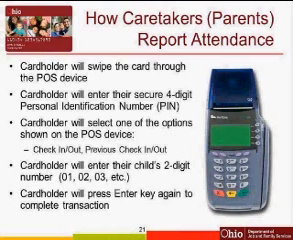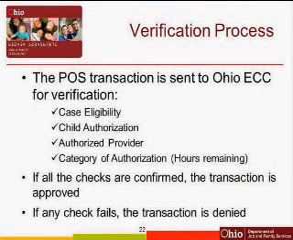There is a verification process that is completed at the time the caretaker swipes their card through the POS device. The POS transaction is sent to the Ohio ECC system for verification on the following items: case eligibility, child authorization, is the provider an authorized provider, and are there hours remaining within the category of authorization for that specific child. If all of these checks are confirmed, the transaction is approved. If any of these checks fail, the transaction is denied.